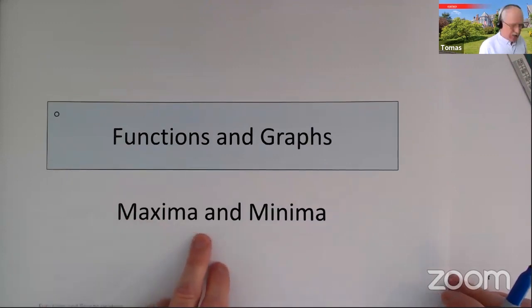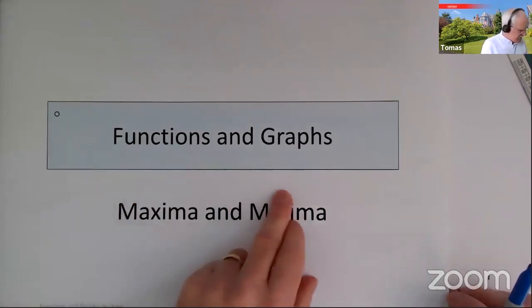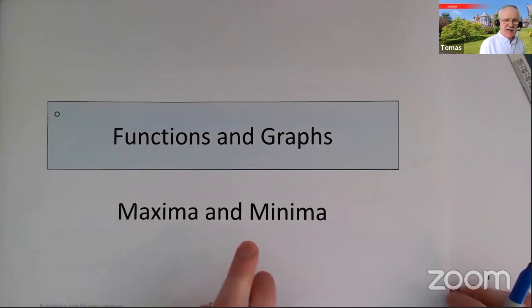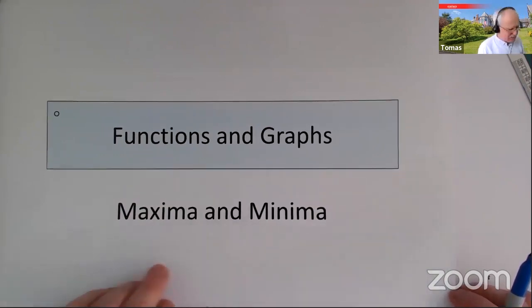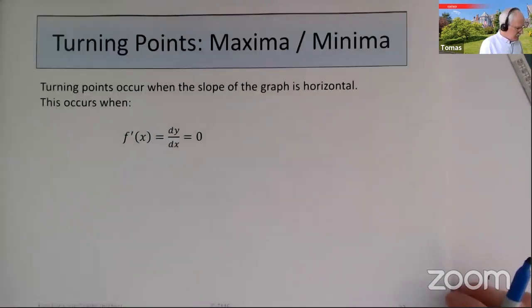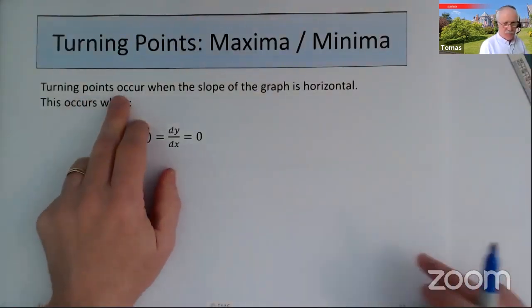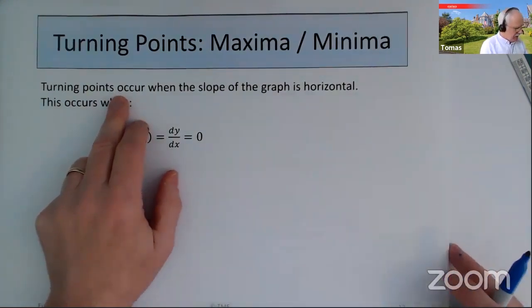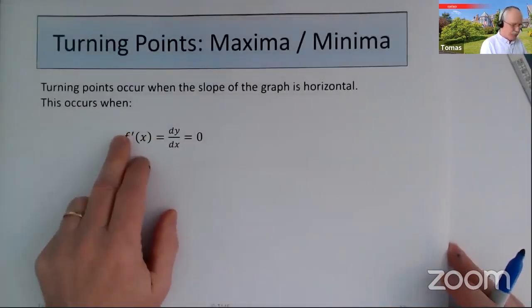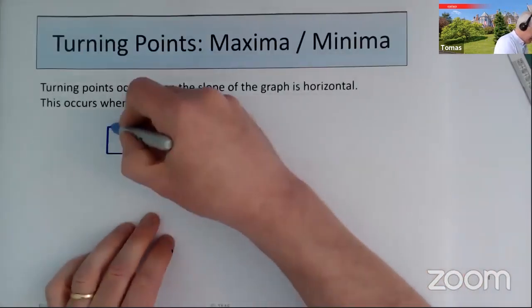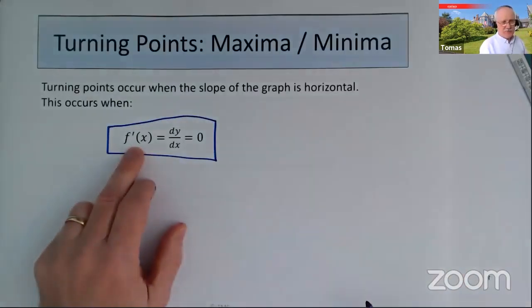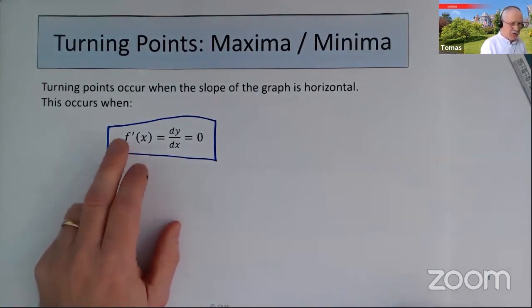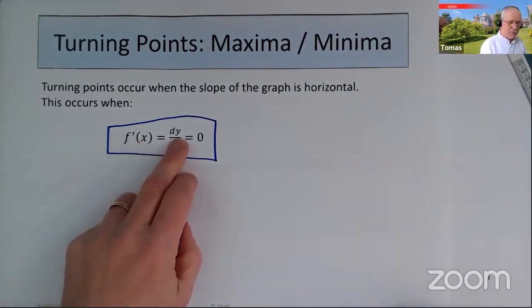Now, that brings us naturally onto the other part of that question, and the topic of functions and graphs, maxima and minima. How do you find out what that minimum or the maximum is? So a turning point, or a place where you go from going down to going up, or up to coming down, is where the slope of the graph is horizontal. And this happens when f dash x, the first derivative, also known as dy dx.